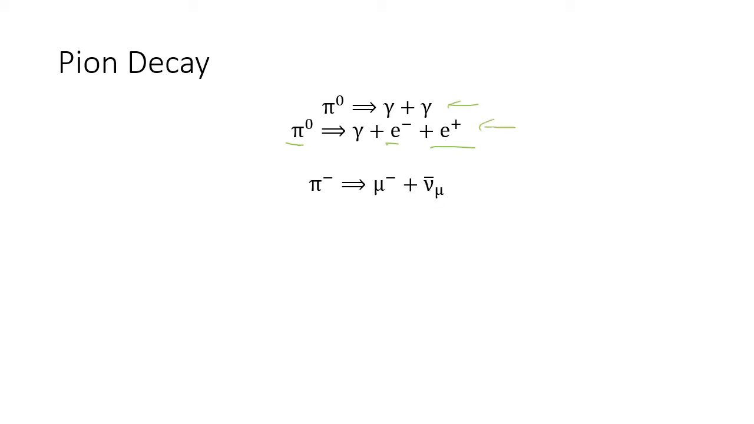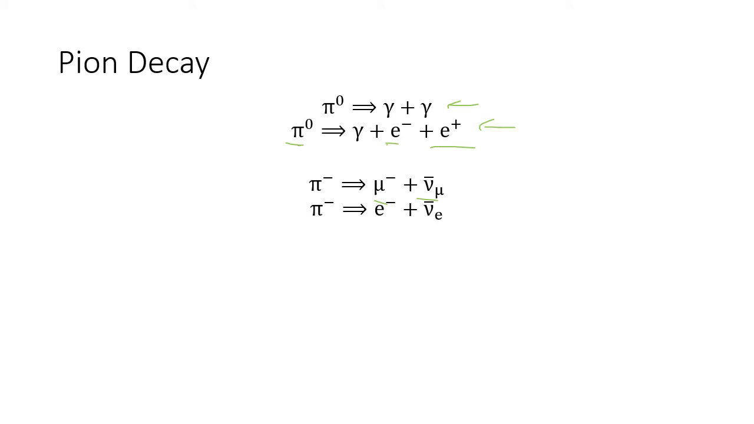Now, for the charged ones, the most likely decay is into a muon. And there you go, there's the decay into a muon. Now, when we talked about this in the last video, I said that a neutrino was being formed at the same time, and you can see here that we've formed a real muon and we've formed an anti-muon neutrino. Now that should be familiar to you.